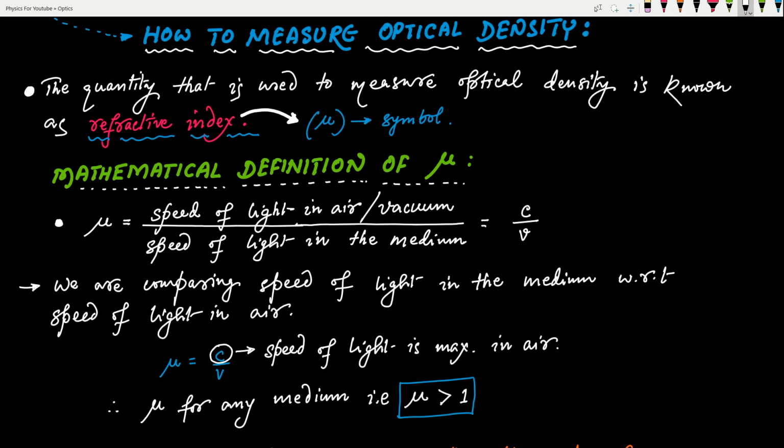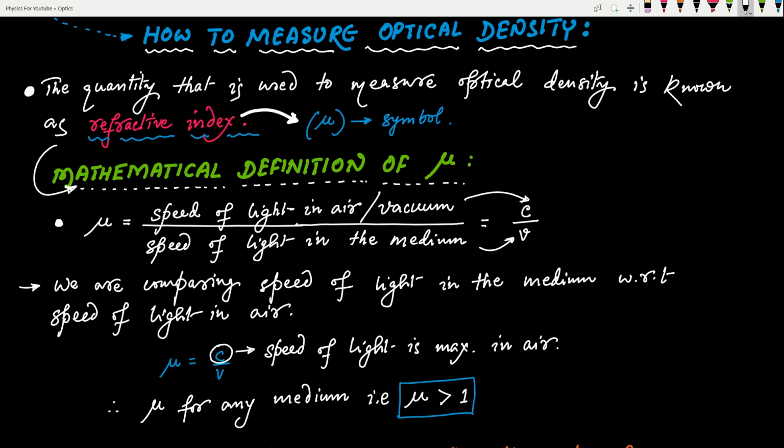The mathematical definition of refractive index is given here. It says mu is equal to the speed of light in air or vacuum divided by the speed of light in the medium. We know that the speed of light in air is denoted by c, that is, 3 into 10 to the power 8 meter per second, and the speed of light in the medium is denoted by v.